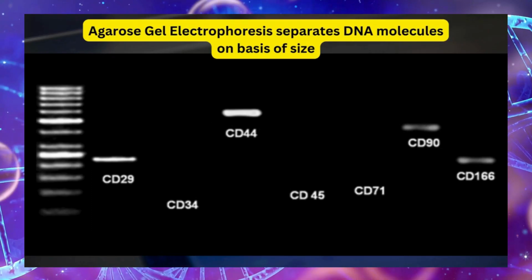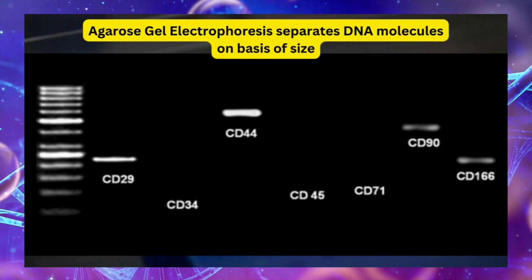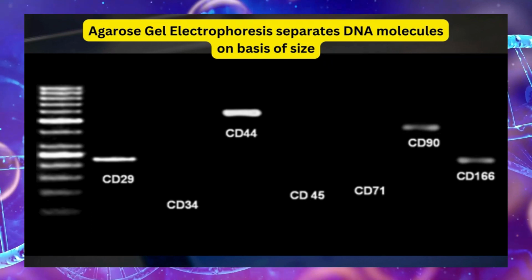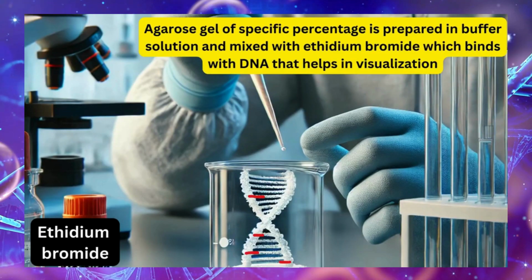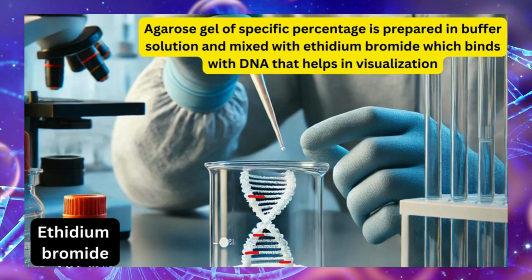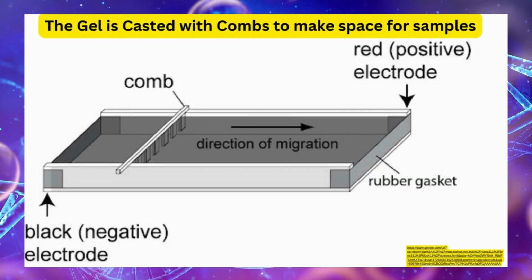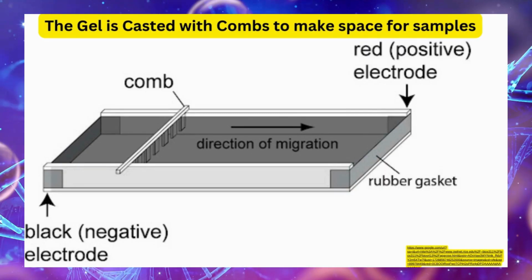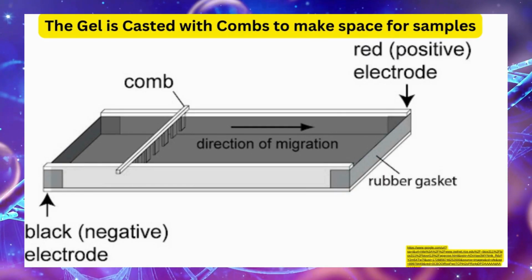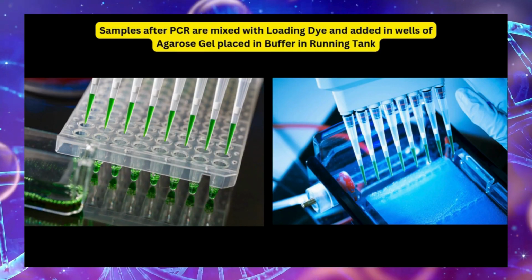Agarose gel electrophoresis is a technique used to separate and analyze DNA based on their size. In this process, agarose gel of the required percentage is prepared and mixed with the ethidium bromide that binds with the DNA to be visualized and poured into a casting tray. Wells are created in the gel where the samples will be loaded.